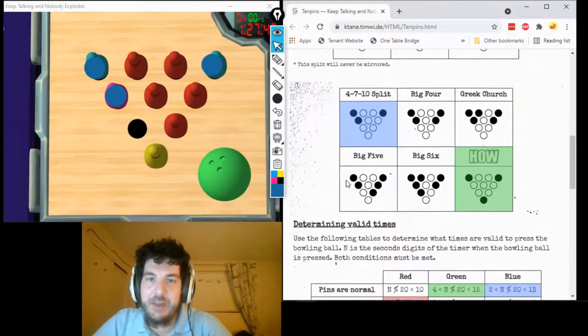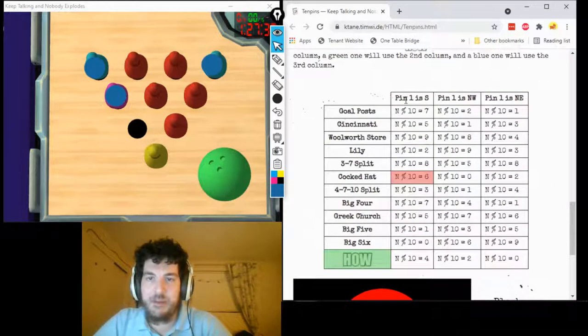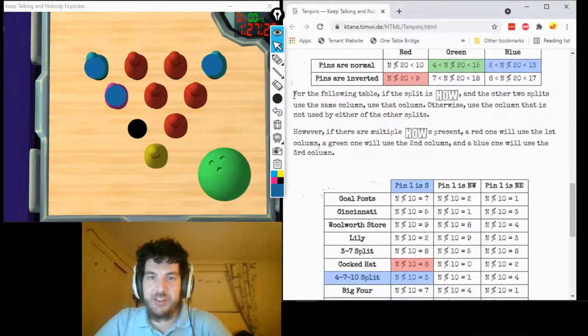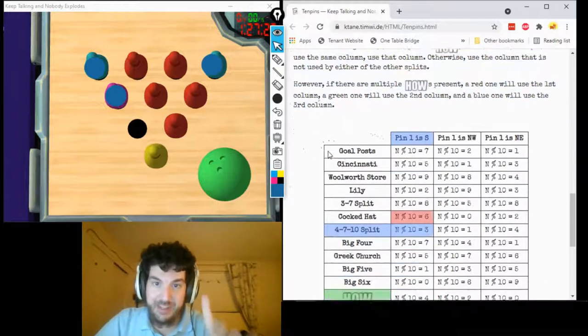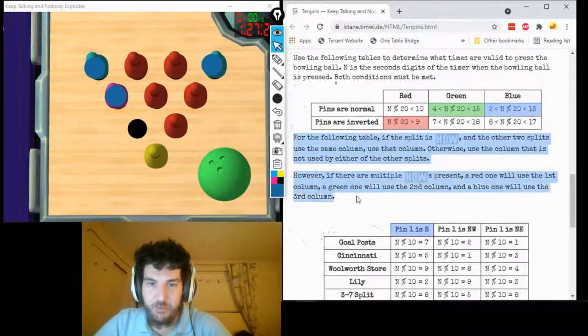So that's one constraint. And then the head pin was at the south, just like it is in the diagram. So pin one is south for a 4-7-10 split. And that forms the other condition. So now the remaining thing to do is just consider these paragraphs and place that how leave, which we don't know where the head pin is, using these special rules.